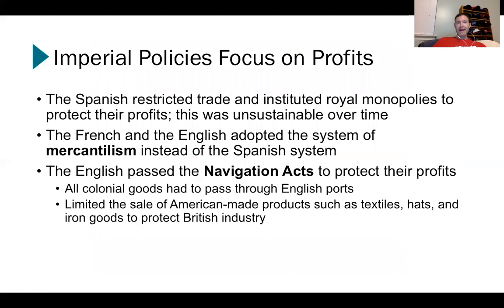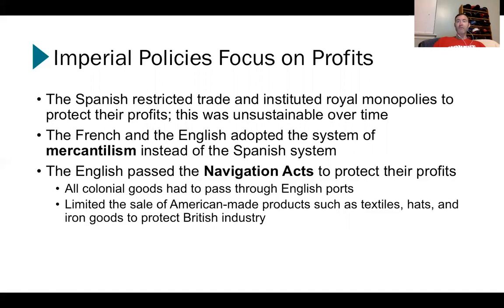So what are we getting at? We're getting at a couple of things to keep in mind. Keep in mind, having an empire is costly. It's costly to defend it. It's costly to basically be able to help sustain it in different ways. And you can see a little bit with Spanish, guys. So think back to the context of what leads us into Unit 2. The Spanish restricted trade and instituted royal monopolies to protect their profits. This was unsustainable over time. What does that mean, unsustainable? It's not going to be something that can happen over the long term.